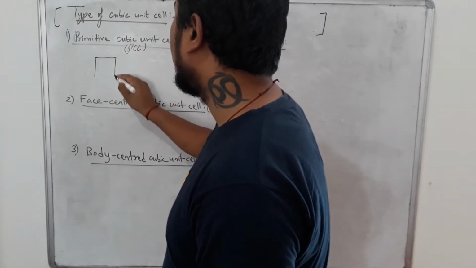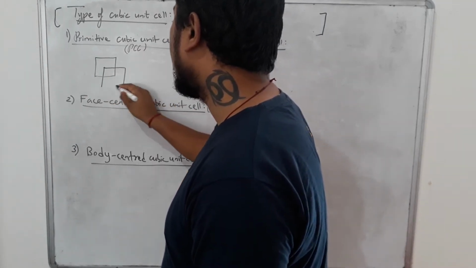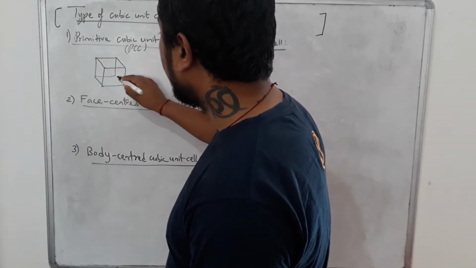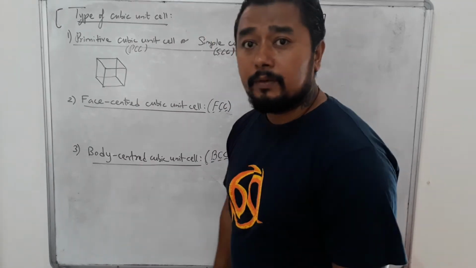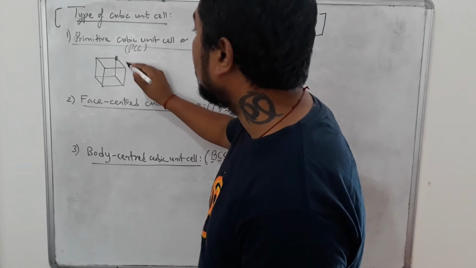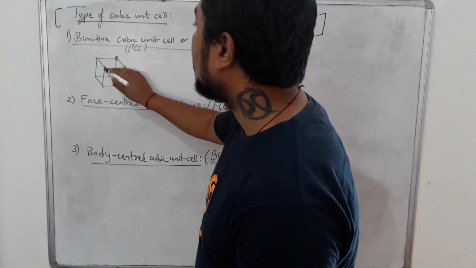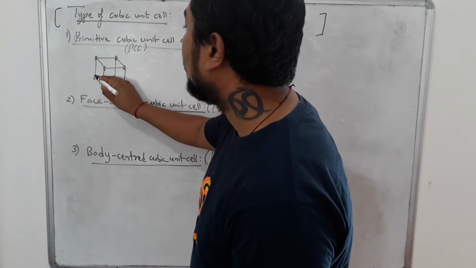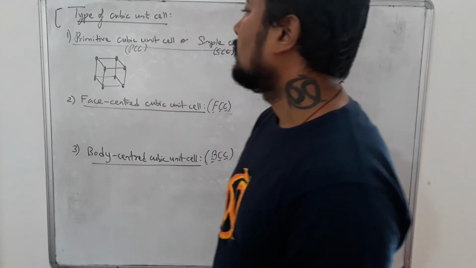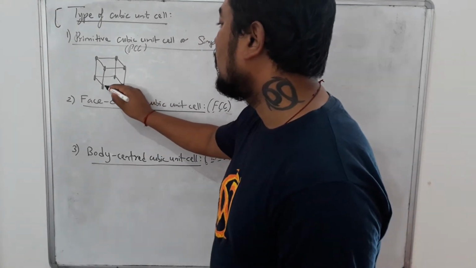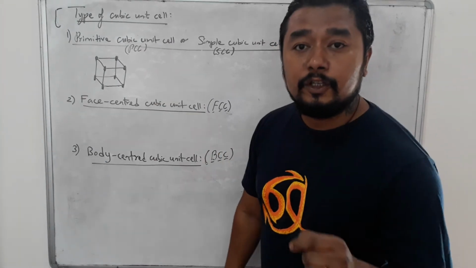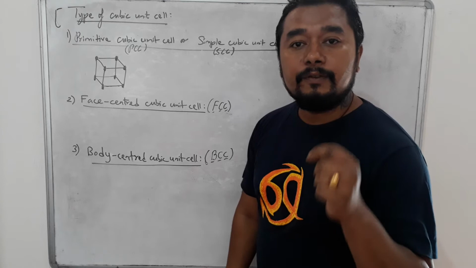Suppose I am making a cube for you. You can see here, I made a cube for you. Now this is your cubic unit cell. In this cubic unit cell, if the particles are present only in the 8 corners, you can see here: 1 particle, 2, 3, 4, 5, 6, 7 and 8 particles. If the particles are present only in the 8 corners of a cubic unit cell, that is called a primitive cubic unit cell.